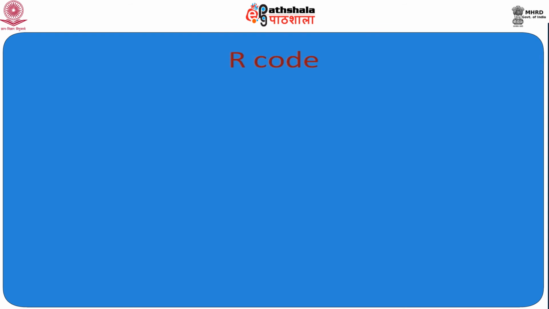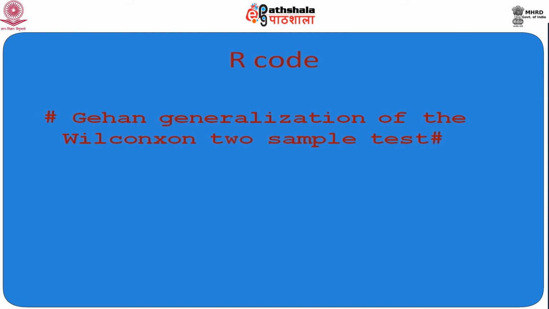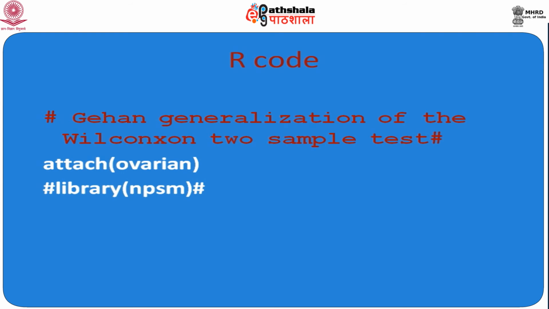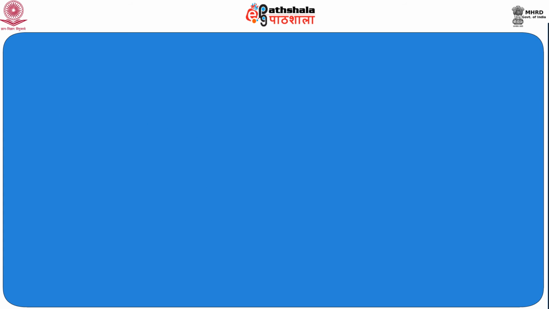Now we will go for the Gehan generalization of the Wilcoxon for the 2 sample test. Again we are attaching the data over here, and the library called npsm is useful to perform that. A simple command, Gehan.test, is useful to perform the generalization of the Wilcoxon 2 sample test, where inside the parenthesis of Gehan.test we have to call time and status with Rx. This is the output result, given as a statistic value of minus 1.37 with p value 0.16.